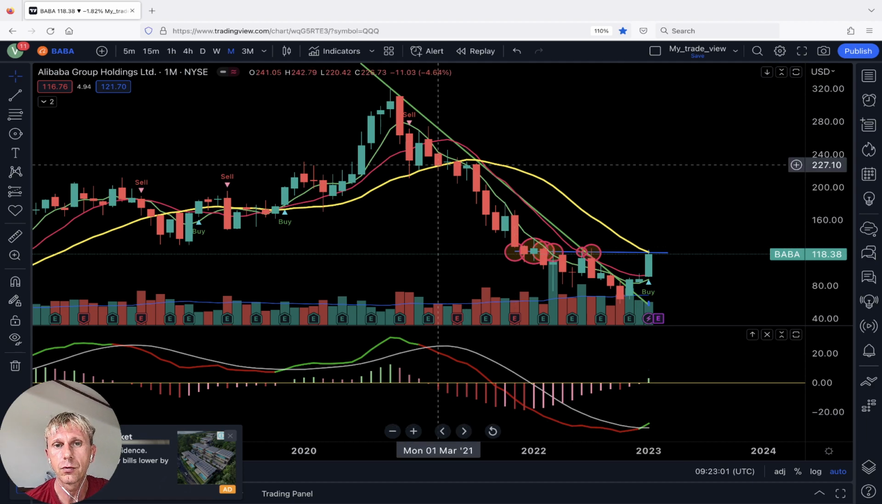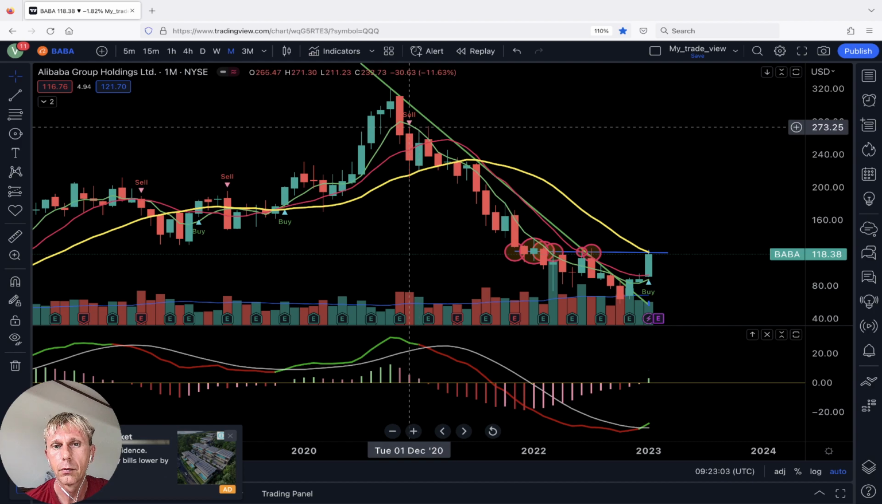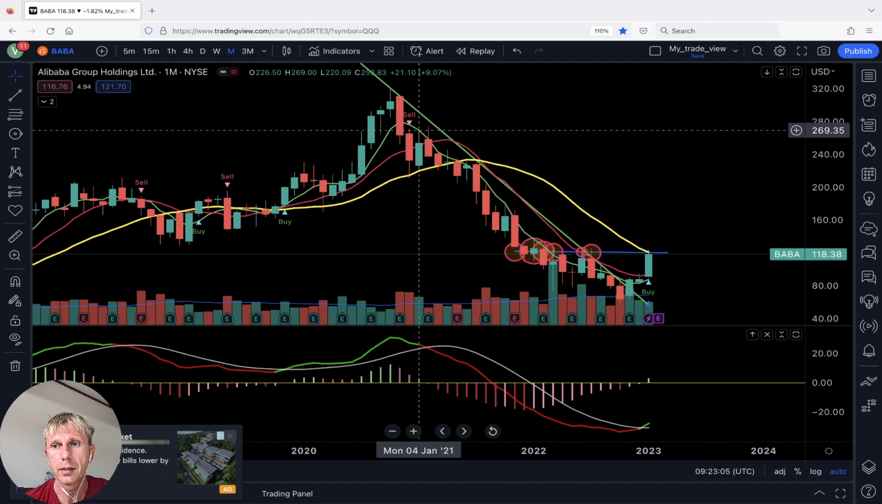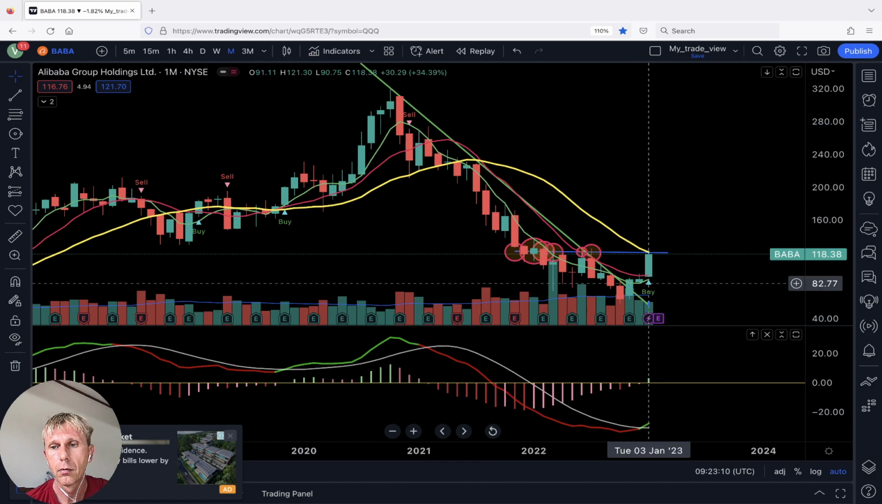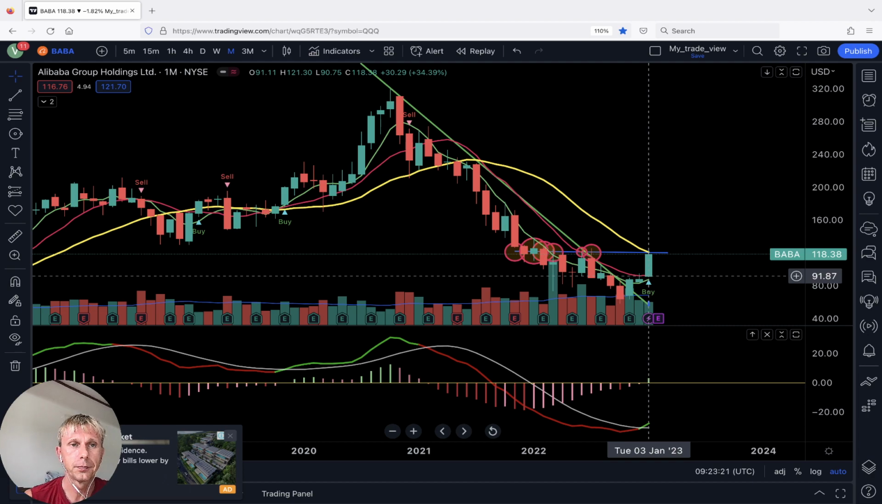The sell was from 270 and now the buy signal from 80, right? From 80, 90. Huge move, huge profit, huge gain.